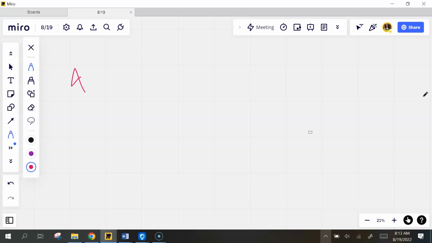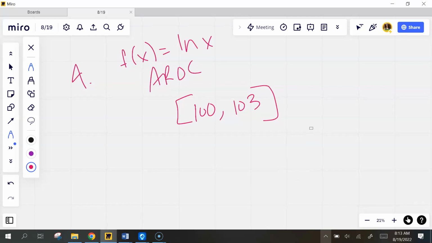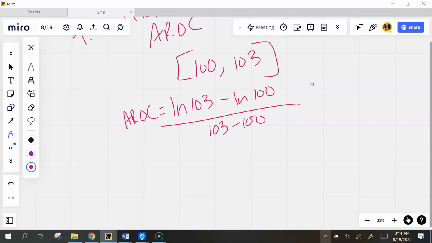So 4b is just the, what are we doing? AROC. F of x is the natural log of x, and I'm going from 100 to 103. Let's see. So we do the y's. So the log of AROC. The log of 103 minus the log of 100 over 103. I'm going to go with, that's a calculator up top.